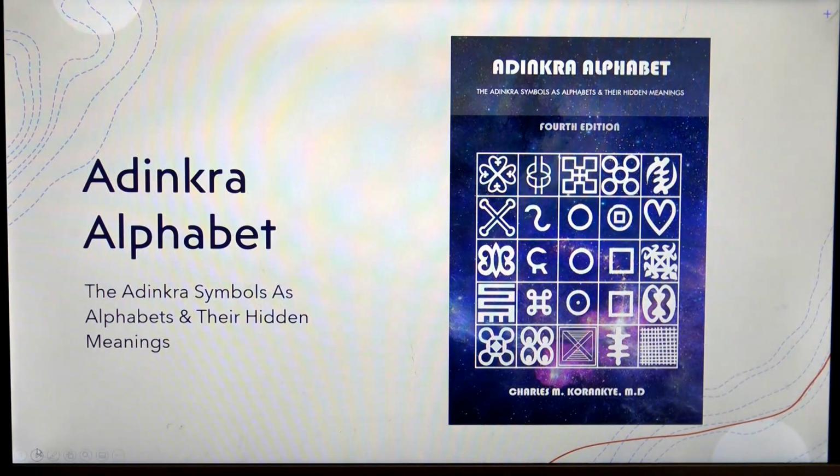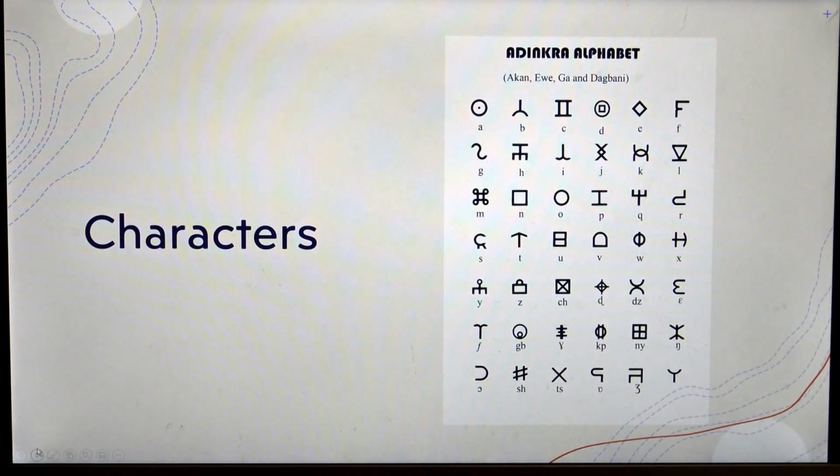So this is the fourth edition of Adinkra alphabet, which is the most current edition that was published last year, 2021. And this is the character map of Adinkra alphabet. So you have it for the languages of Akan, Ewe, Ga, and Dagbani. And there are a total of 42 characters.